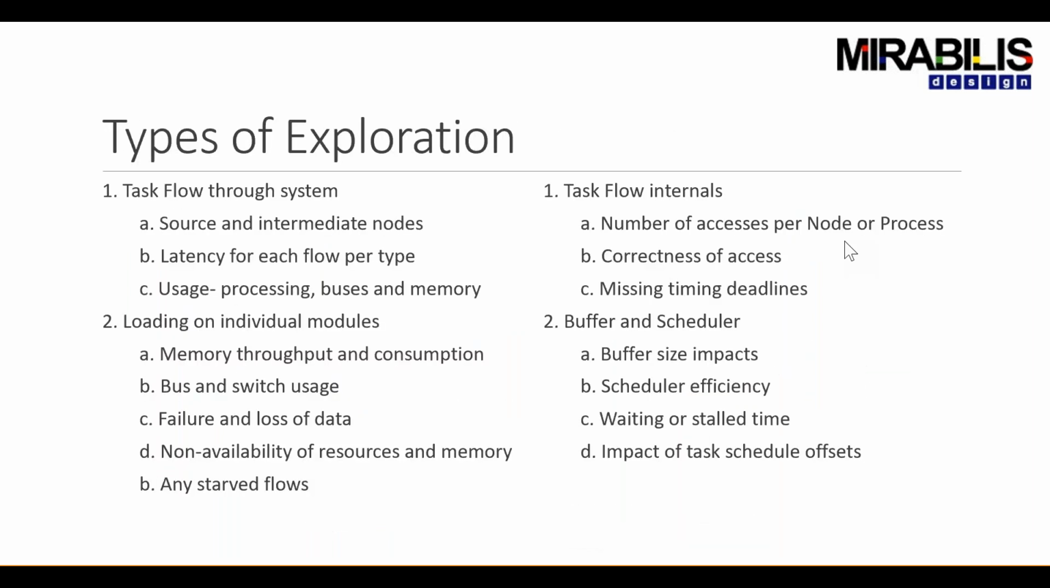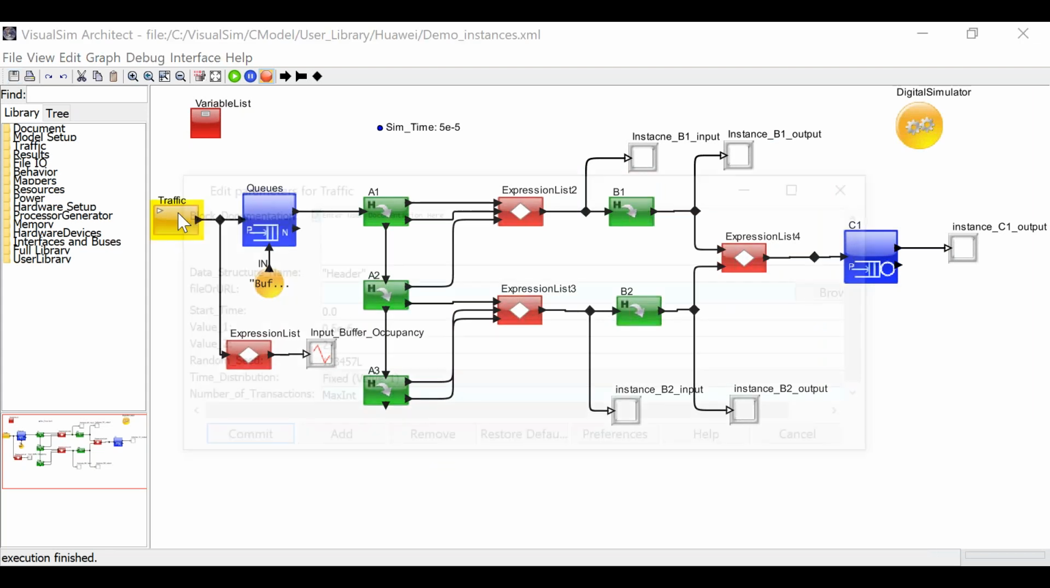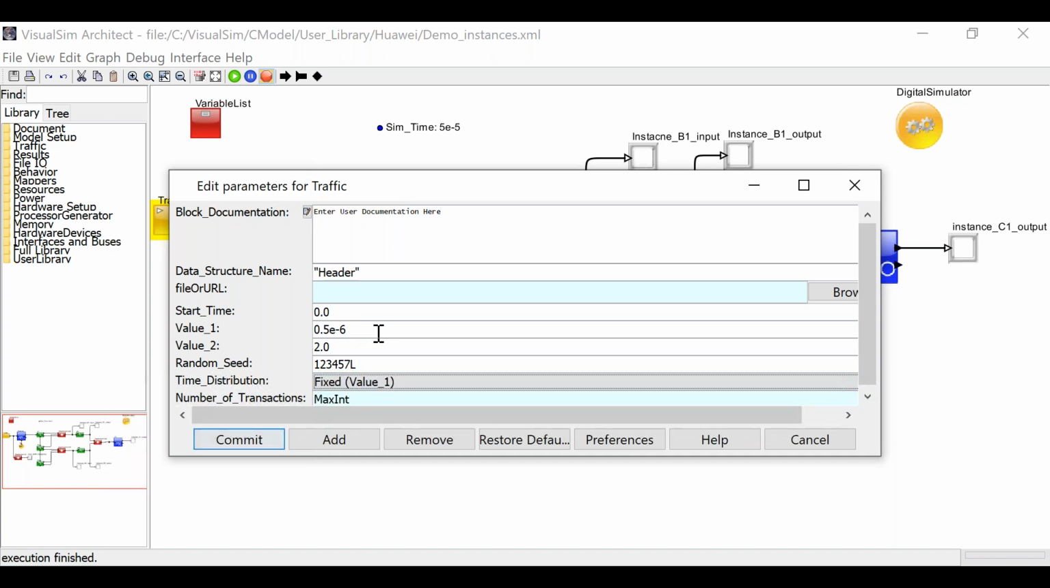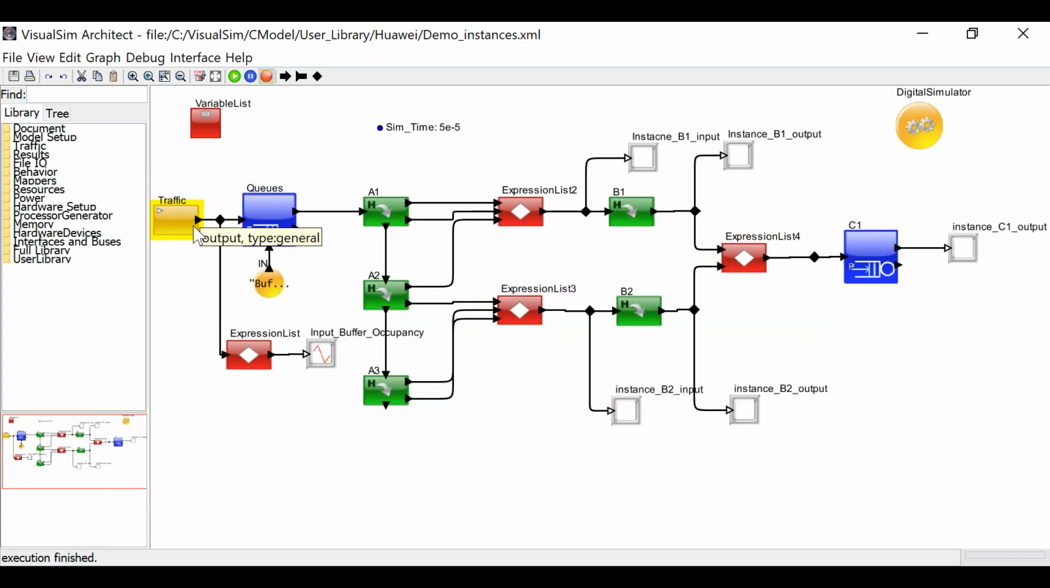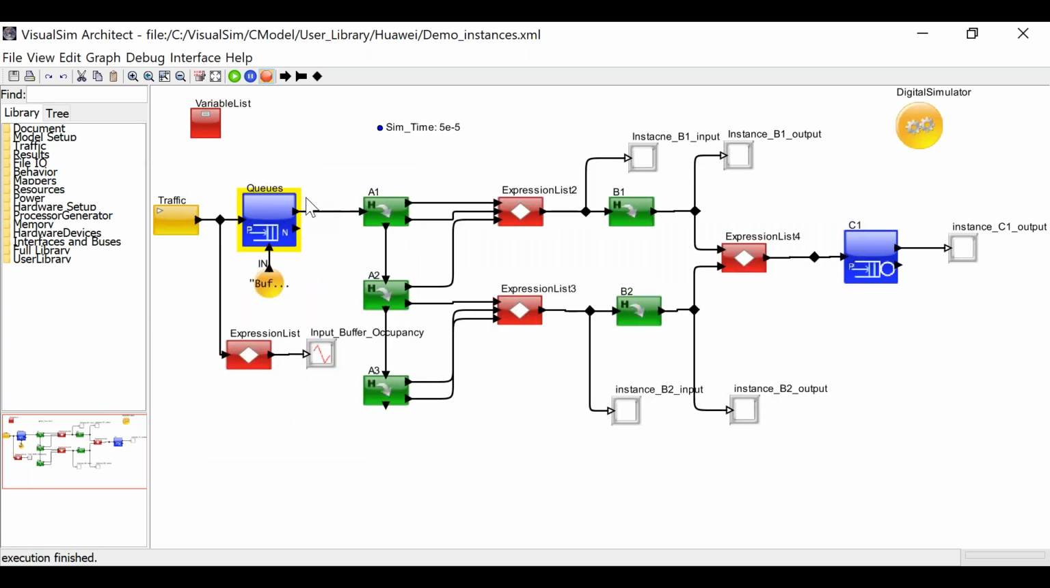Now, what are the types of exploration? Before I get into the types of exploration, we're going to walk through the model to understand how these models are created very quickly. Here, the traffic can be based on a distribution. What we're seeing here is that we're sending something every half a microsecond. Of course, this can be made a variable. And the queues have some basic information, such as FIFO or the number of queues. In this case, the buffer length is about 100. It's a fairly large queue.